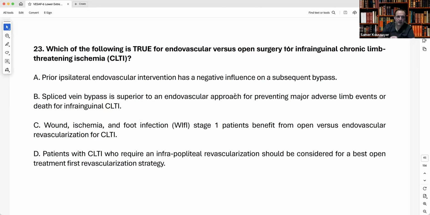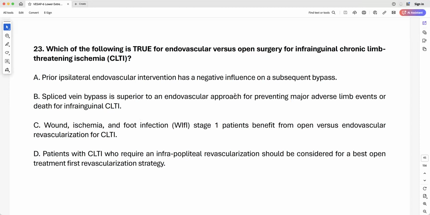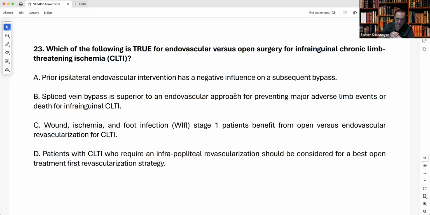All right, let's go back to the questions. Option A: prior ipsilateral endovascular intervention has a negative influence on subsequent bypass. This is Basel 1. Yes, and this is what they said, yes.